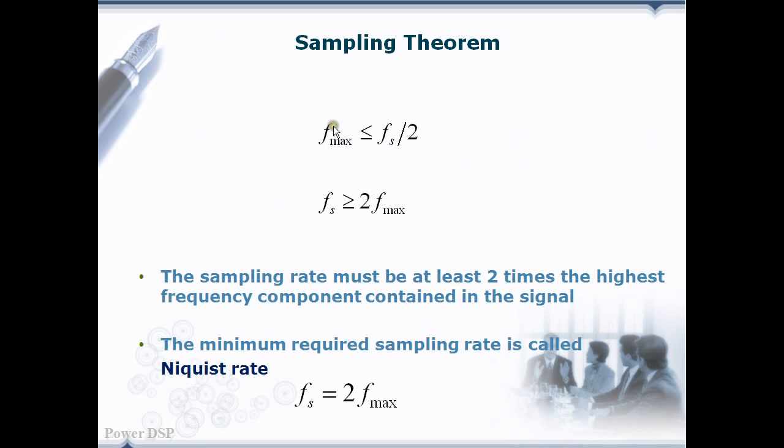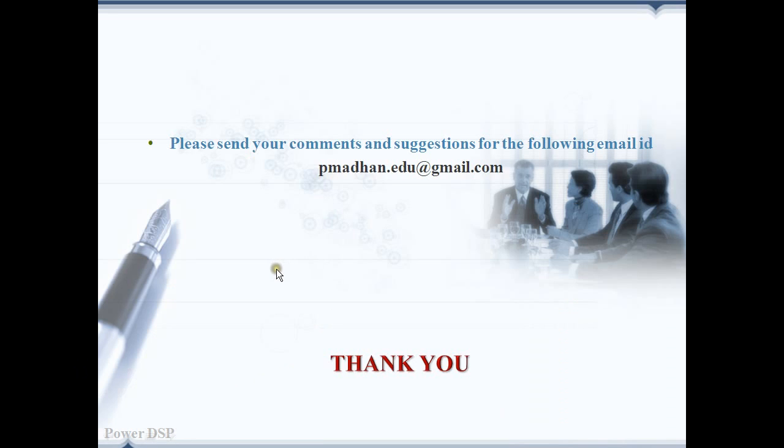f max is less than or equal to fs by 2, then it becomes fs is greater than or equal to 2 f max. The sampling rate must be at least 2 times the highest frequency component contained in the signal, and the minimum required sampling rate, that is fs equal to 2 f max, is called the Nyquist rate. Okay, now the sampling theorem is clear. The sampling frequency must be at least 2 times the highest frequency component contained in the input signal.